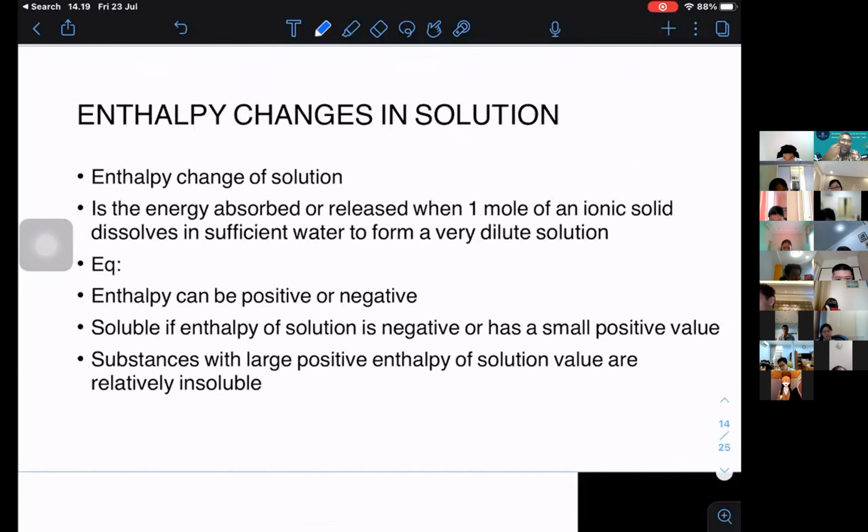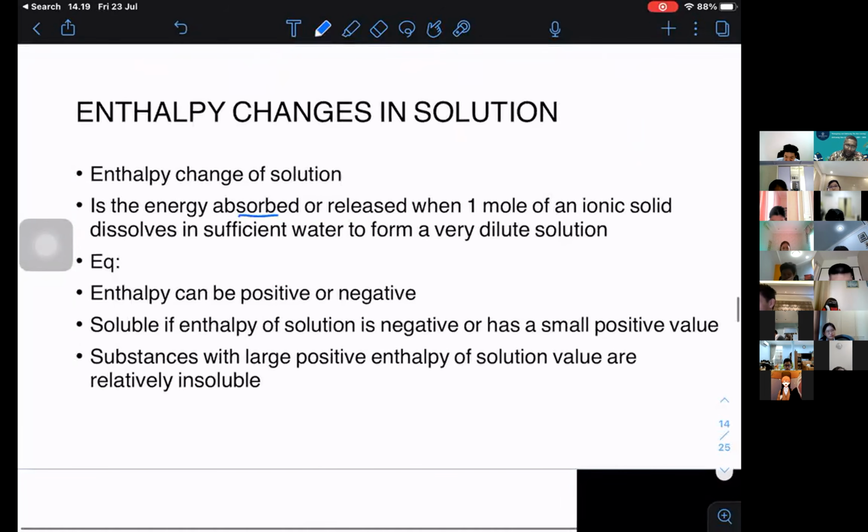Coming back to new enthalpy changes, we are going to learn about enthalpy changes of solution. What is enthalpy change of solution? Enthalpy change of solution is the energy absorbed or released, so it can be positive or negative, when 1 mole of ionic solid dissolves in sufficient water to form a very dilute solution.